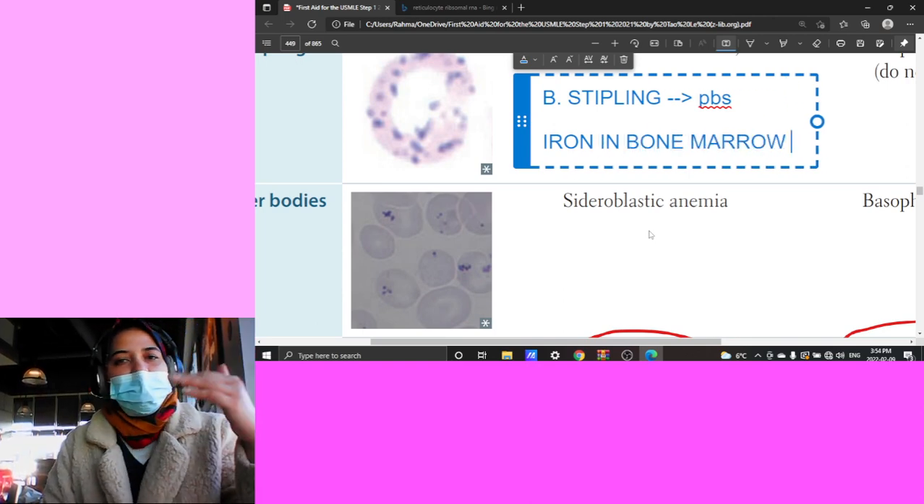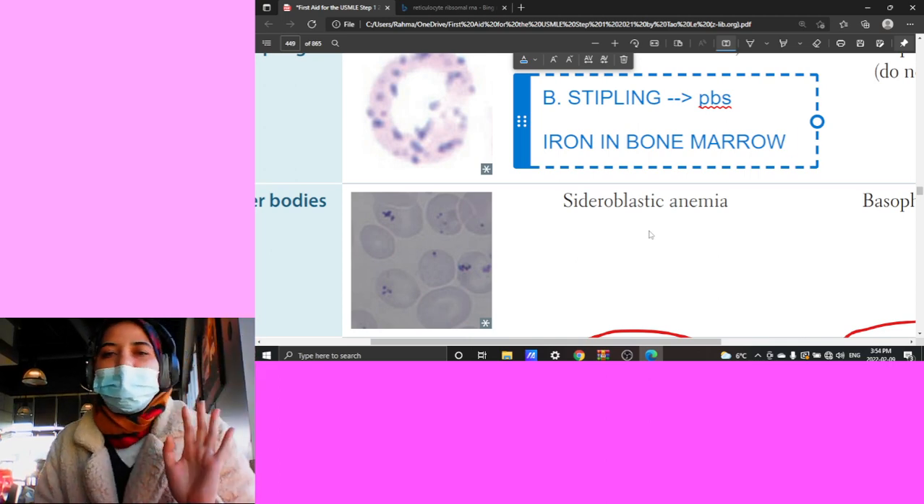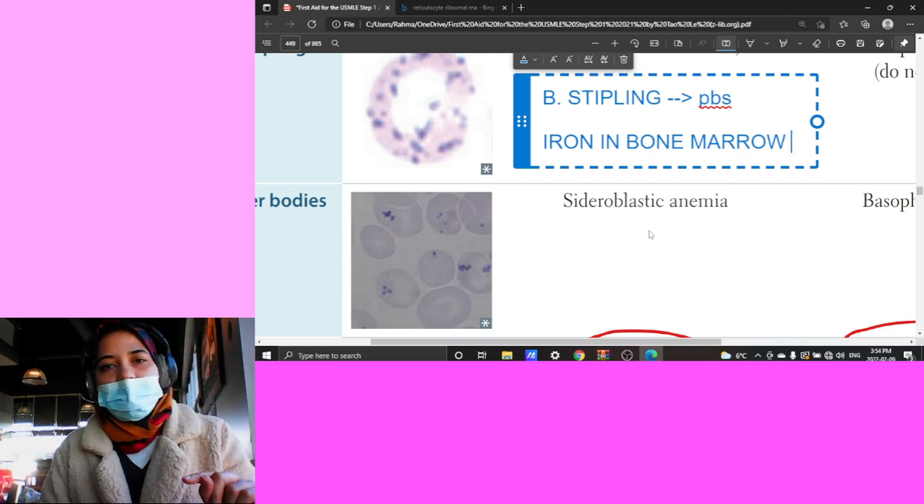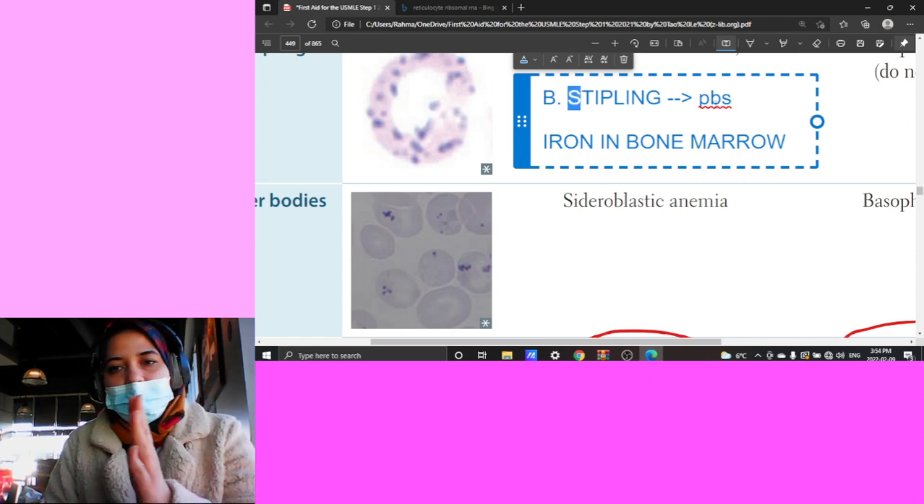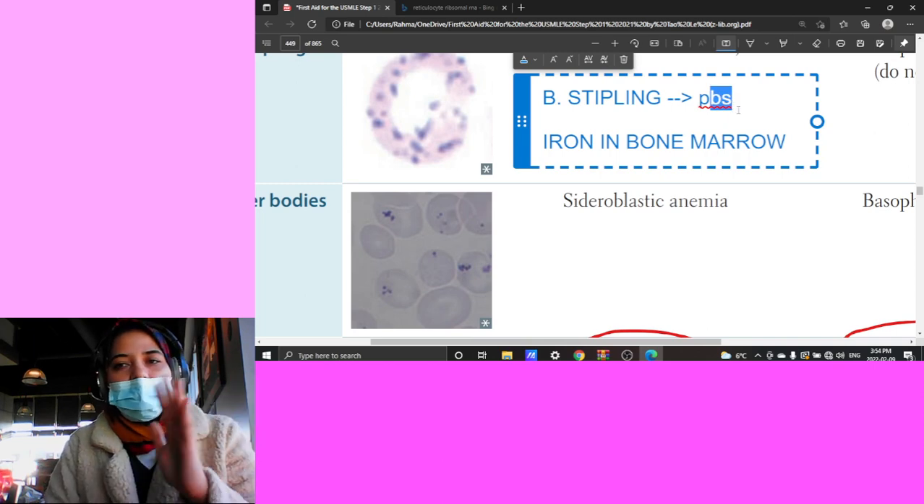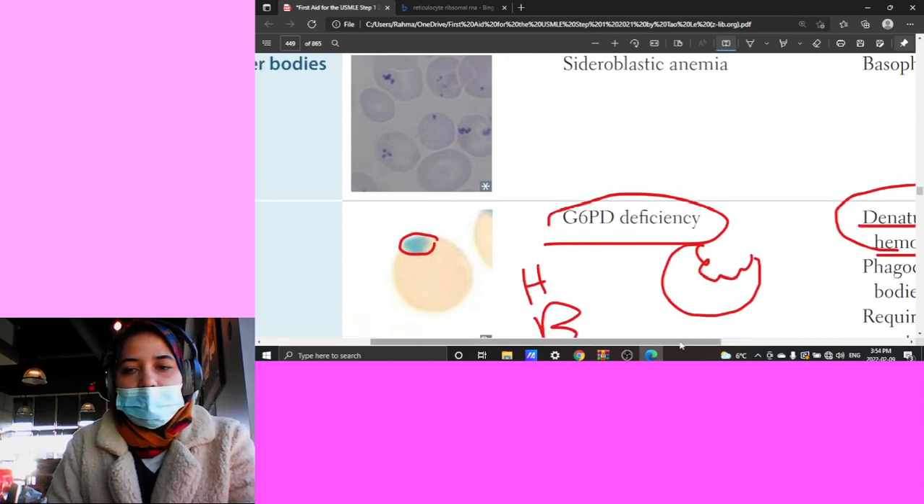Do not make that mistake. You might get confused, you might remember, but then you might forget which one is which. Iron in the bone marrow in sideroblastic anemia, basophilic stippling in the peripheral blood smear. So remember, it's BS: basophilic stippling in the peripheral blood smear, that's how I remember it. Iron is going to be in the bone marrow. Do not make that mistake.